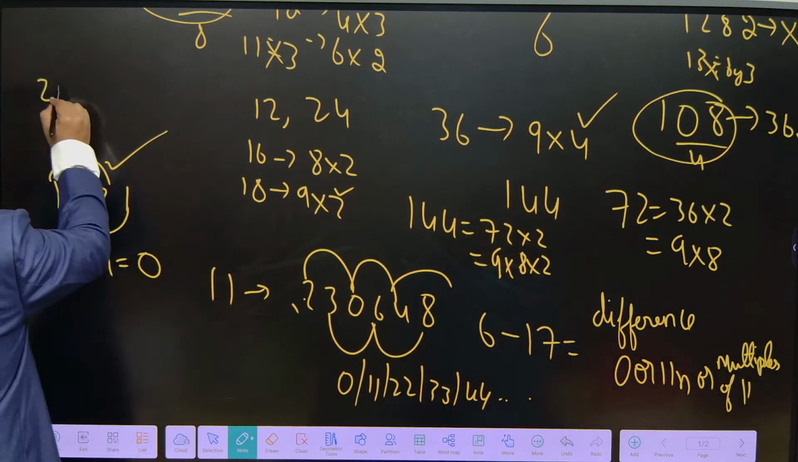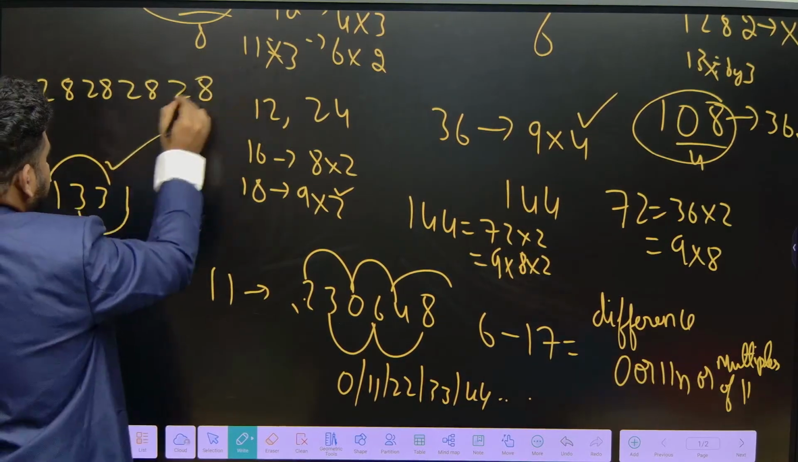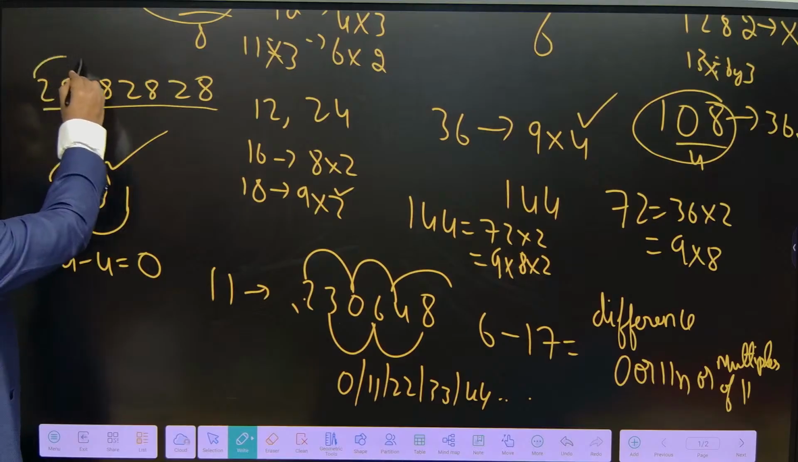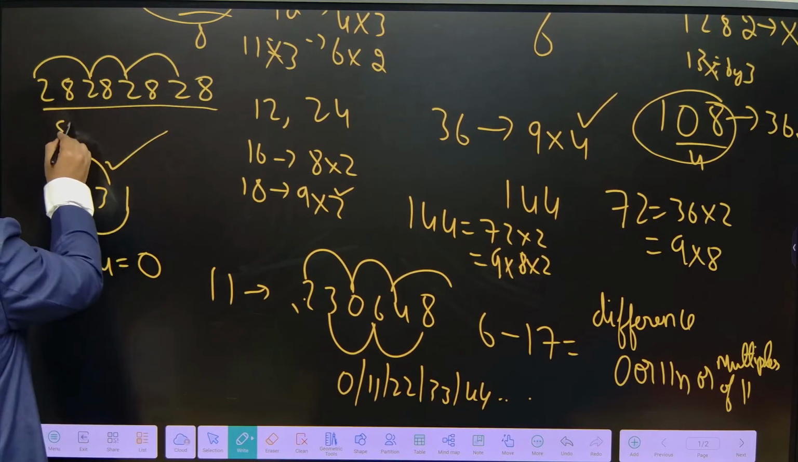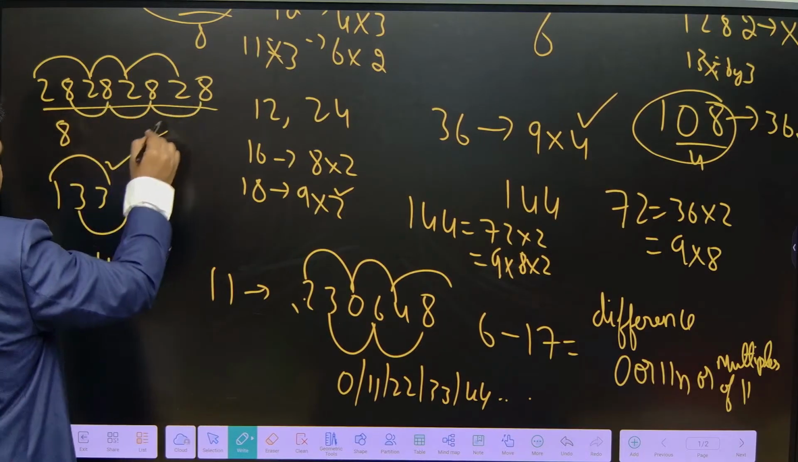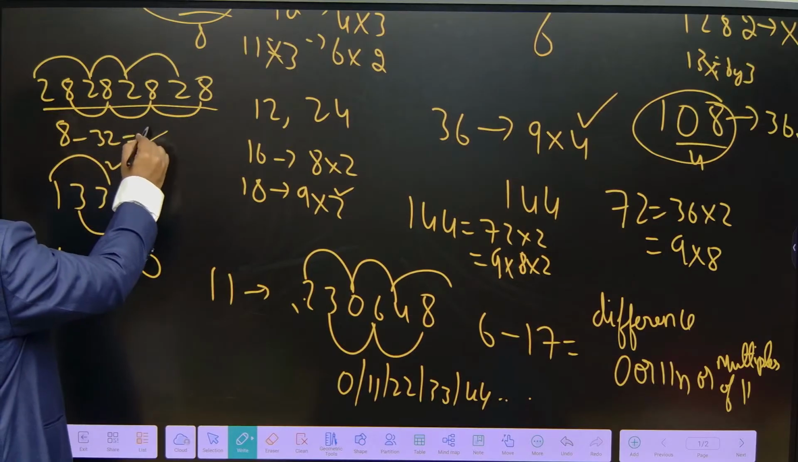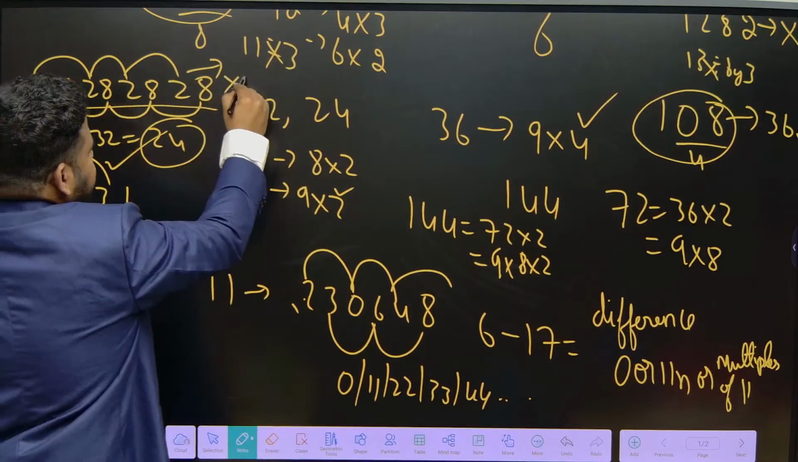Let me give another example. 28, 28, 28, 28. Please check this. Don't worry about the negative sign and all. Just check. So here it is what? 2, 2 and 2. So this is what? 8. Okay, fine, 8, 8, 8. So this is what? 16, 24, 32. So 32 minus 8 is 24. So 24 is not a multiple of 11. So this entire thing is not divisible by 11.